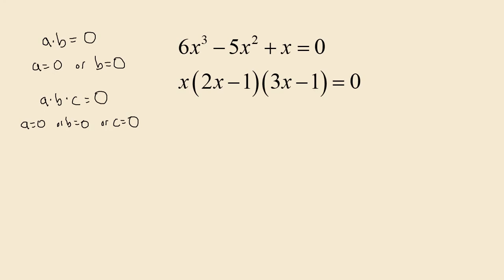So I have three possibilities. I have the possibility that x itself is equal to 0. I have the possibility that 2x minus 1 is equal to 0, or that 3x minus 1 is equal to 0. Well, the nice thing is this left-hand solution is already done. There's no more solving to do. One of the possible values of x is 0. And I just have to do a little bit more work on these other two to figure out what my other values of x are.